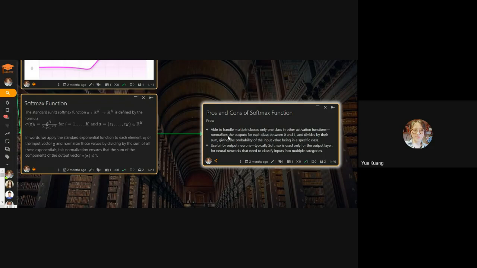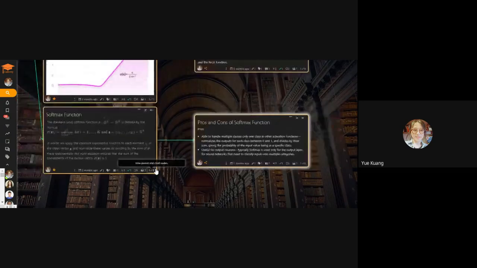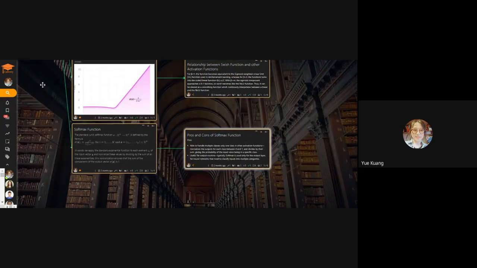It normalizes the outputs for each class between 0 and 1 and divides by their sum, giving the probability of the input value being in a specific class. And also it is useful for output neurons. Typically, softmax is used only for the output layer, for neural networks that need to classify inputs into multiple categories. So that is all the activations I'd like to introduce here.